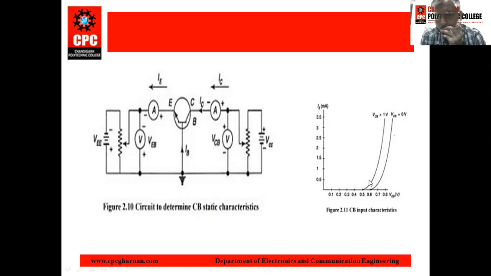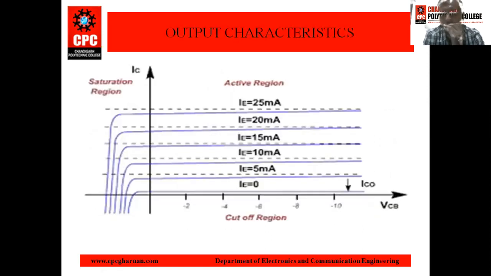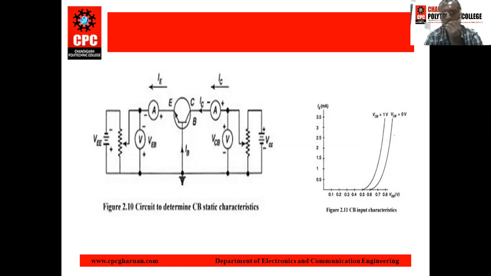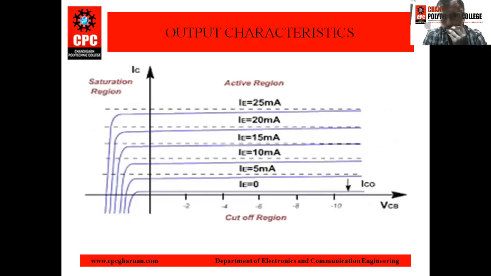You can observe that the curve of the second-time input characteristic comes before the previous one, where the output voltage is 0. This is the input characteristic of common base configuration. The output characteristic is also formed in the same way.